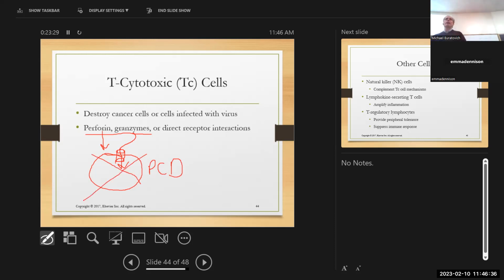So if the cell is virally infected, it's an abortive infection. If it has an intracellular parasite, that's an abortive infection. So the cell gives its life so your body may live. Moment of silence. Oh, that's enough.